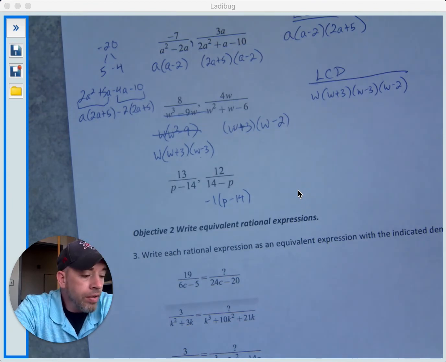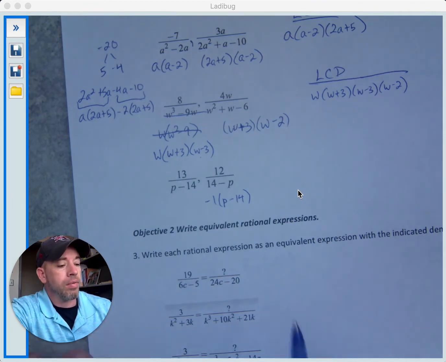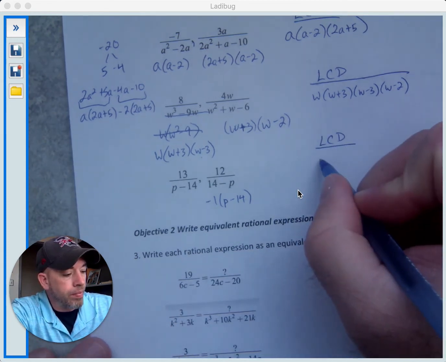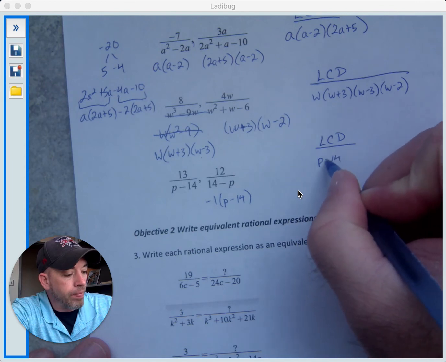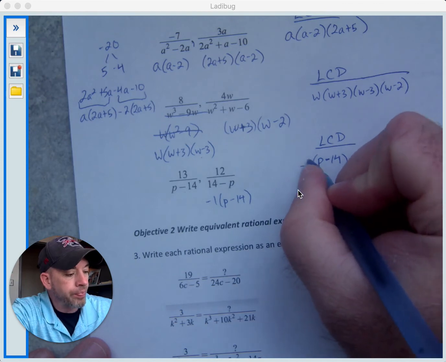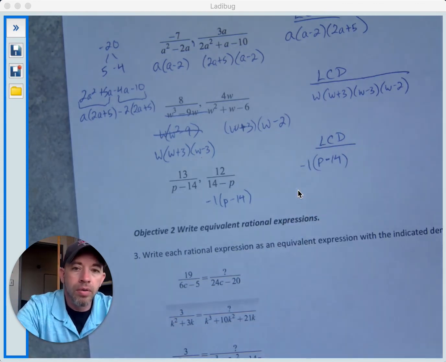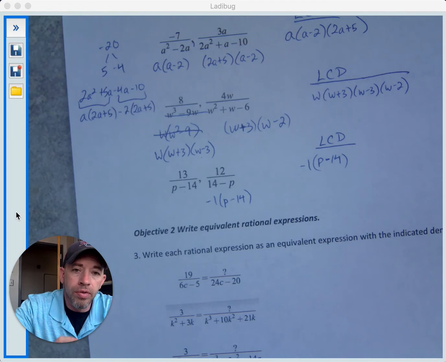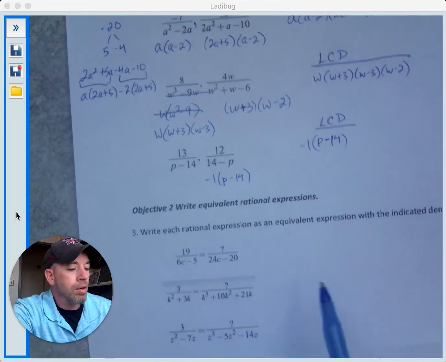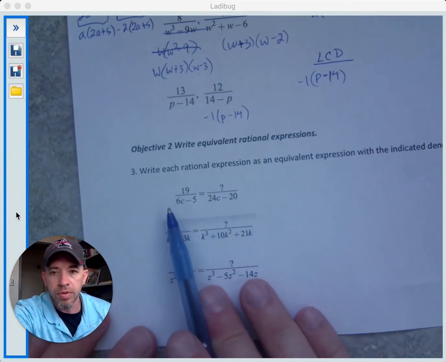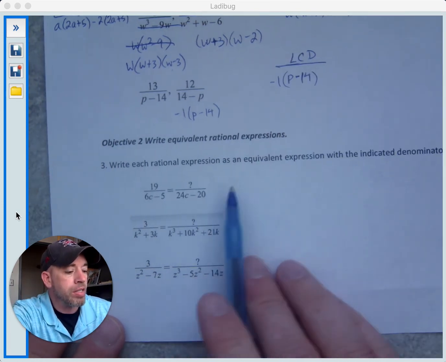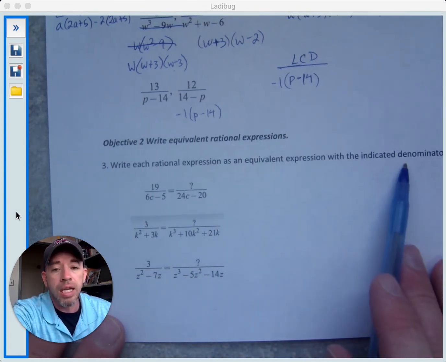So your LCD in this case, we have a p minus 14, right? And we have this factor of negative 1. So you could write it like that. In fact, either one of those could be your LCD, but that would work. Okay, so the next thing we're asked to do is to write each rational expression as an equivalent expression with the indicated denominator, this is your LCD.